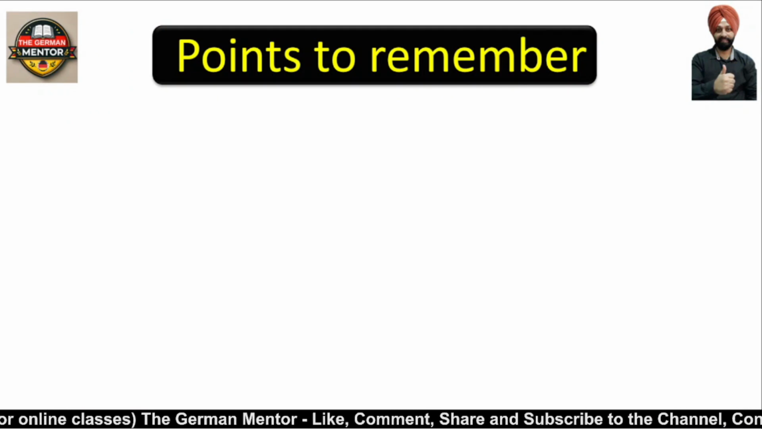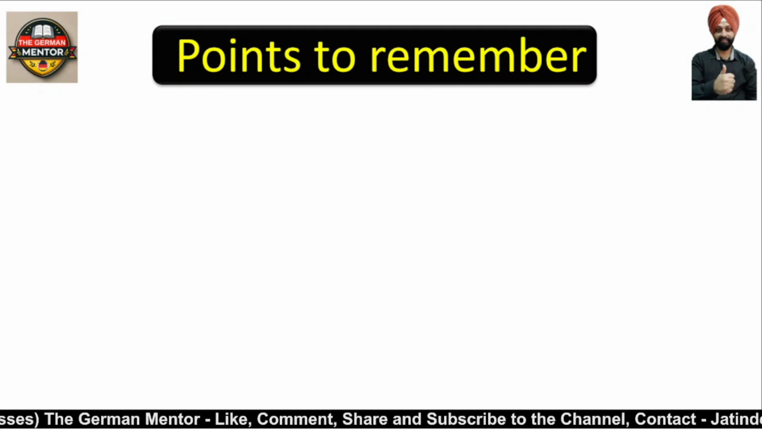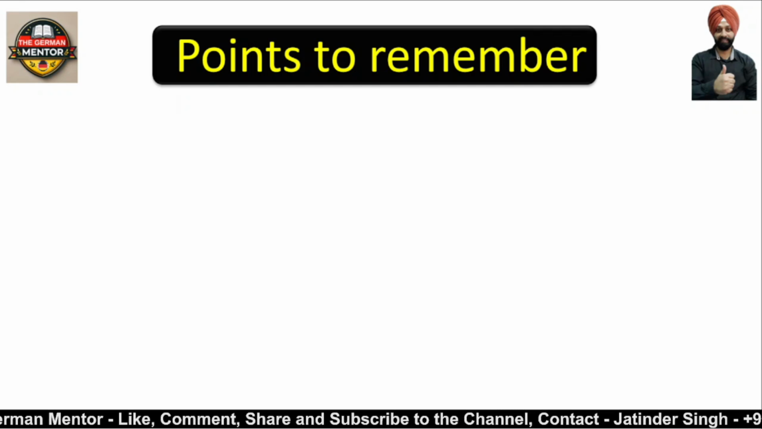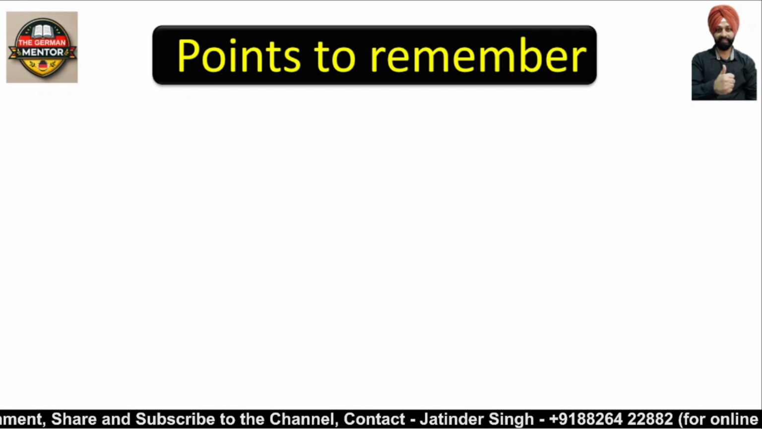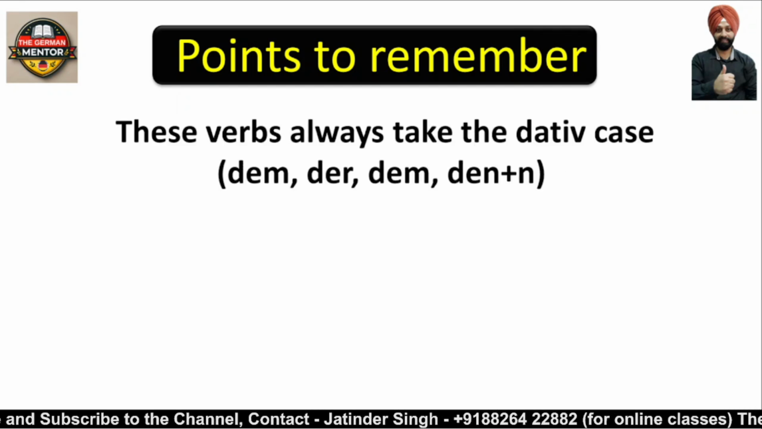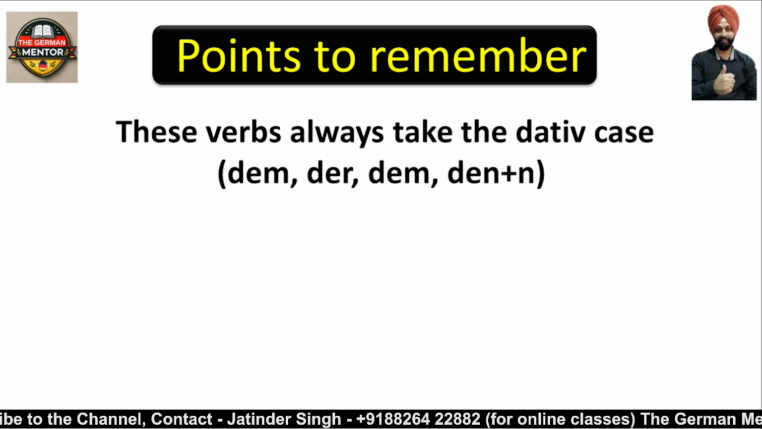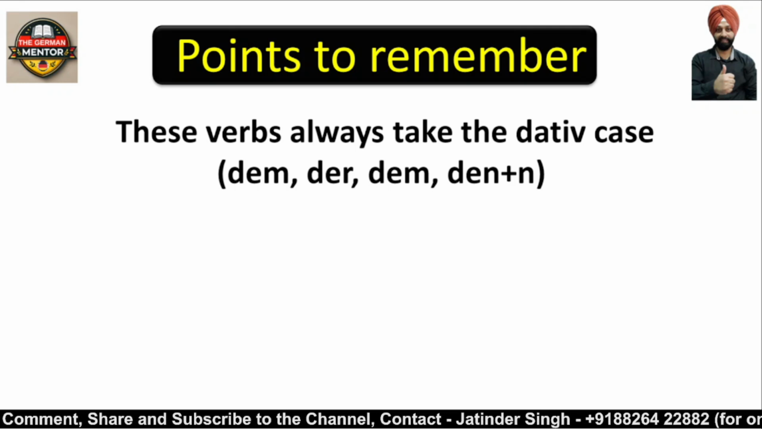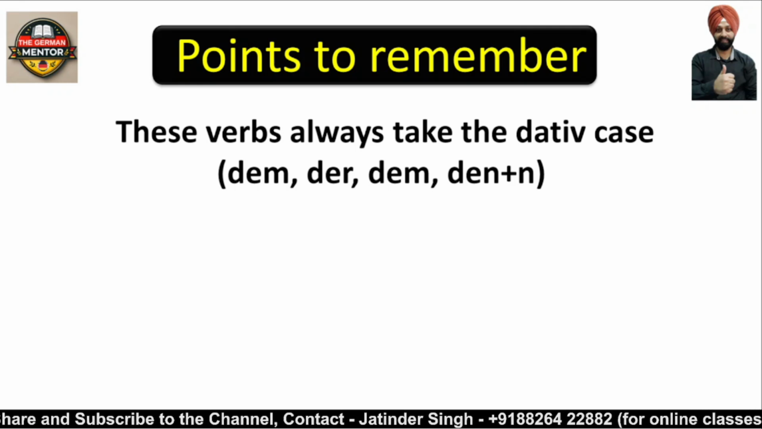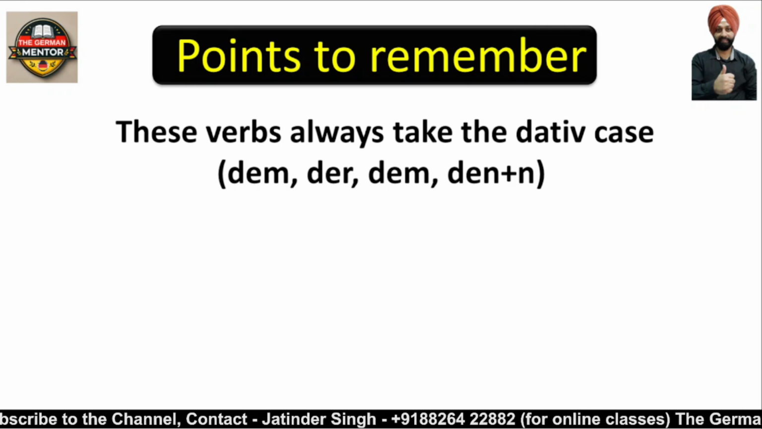So friends, before starting this session, before sharing these verbs, I would like to share some points which you have to keep in mind because there are some rules which we have to follow. So what are those points basically? See, these verbs always take the dative case. You know that dative case is one of the German grammar topics. So as we are going to learn the German dative verbs, we have to use the dative objects. And for your reference, I have written here the articles of the dative case. Dem is masculine, der is feminine, dem is neutrum, and den plus n we use for the plural cases, right?